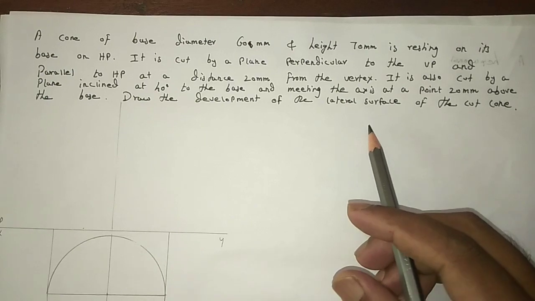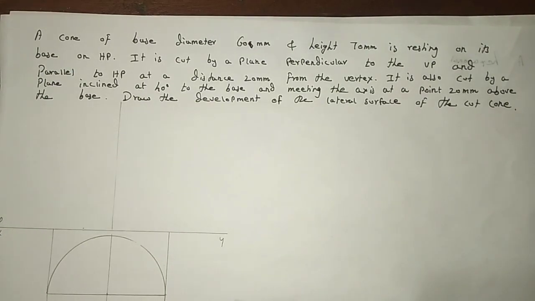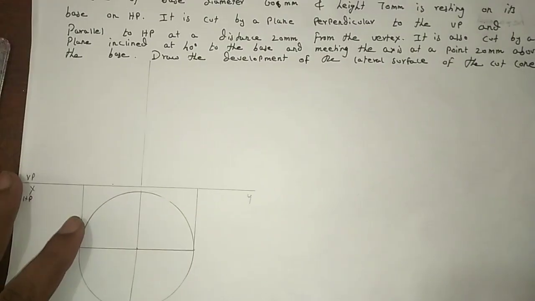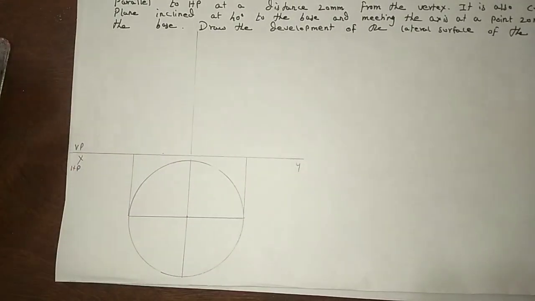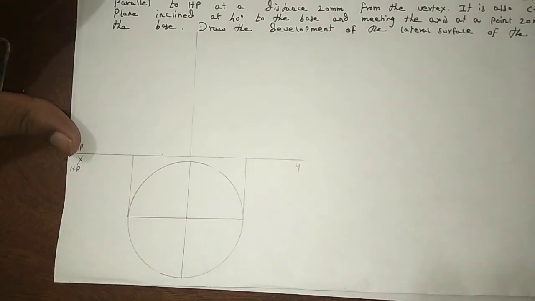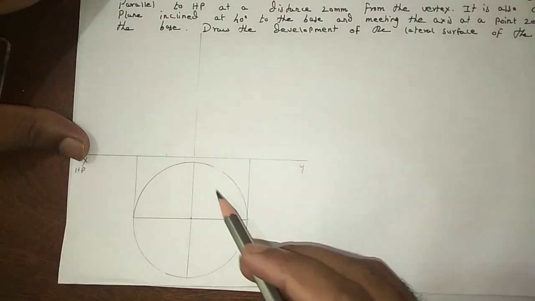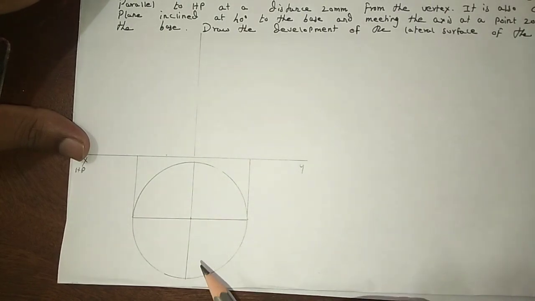So in the problem, a cone, the base diameter 60 mm and height 70 mm, is resting on its base on HP. The cone is resting on the horizontal plane. So first we need to draw the symbol portion of the cone. Here the cone is resting on the horizontal plane, so first we draw the true shape on the horizontal plane, of diameter 60 mm. In a scale we take 30 mm in a compass and draw one circle of diameter 60 mm.